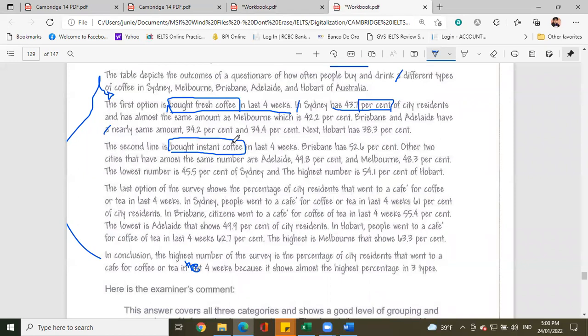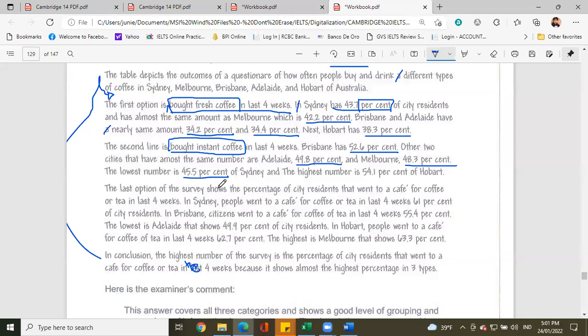Mali-mali yung phrasing niya. So Brisbane has 52.6%. Other two cities that have almost the same number are Adelaide, 49.8%, and Melbourne, 48.3%. Tsaka I think I gave this observation already. Parang masyadong pare-pareho yung numerical figures. Wala man lang variety, di ba? Parang it's so mechanical. Walang range, you know? Parang all the way down, ganyan siya. The lowest number is 45.5% of Sydney and the highest is 4.1% of Hobart. It's a very bullet pointed description. I-bullet point mo na lang pag ganyan ka.